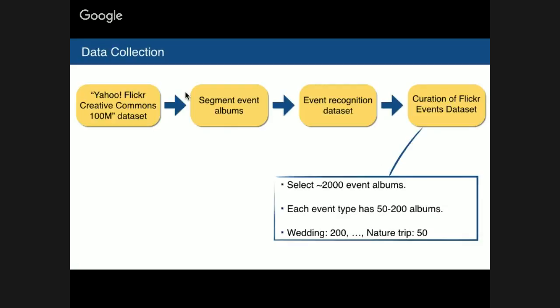And we vary the number of albums for each event type on purpose, because we think for some event types it's easier for us to learn something, but for some other event types it's harder. For example, we purposely select 200 wedding albums, which is the highest number, but we only select 50 for nature trip, because we think we can learn more from wedding, and it's purely intuitive.